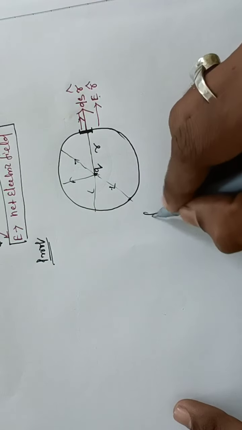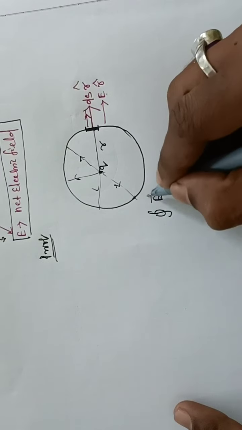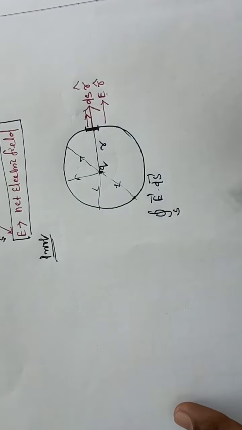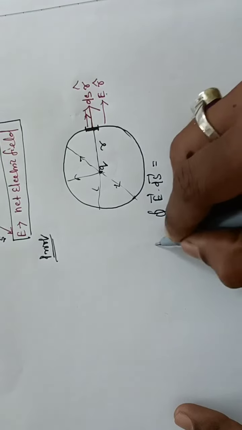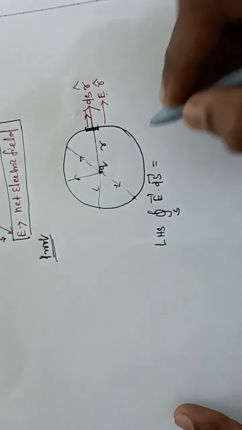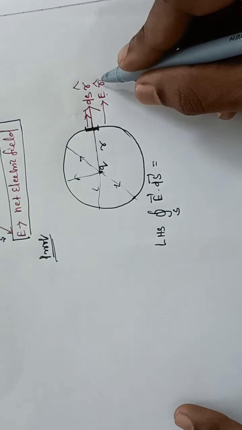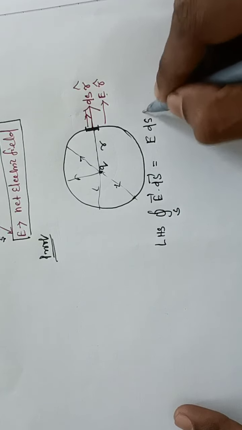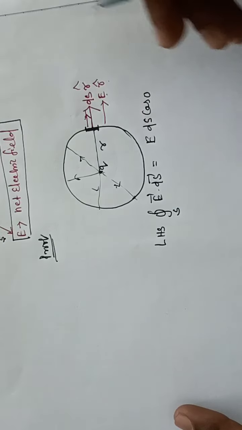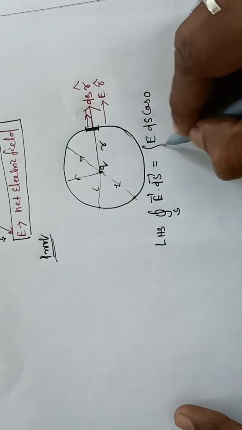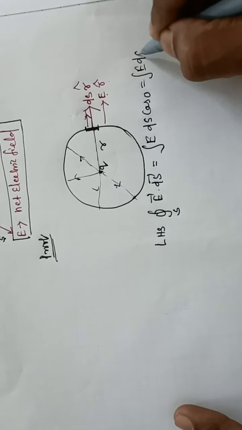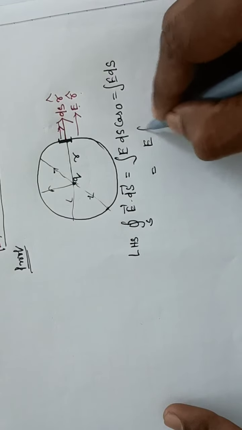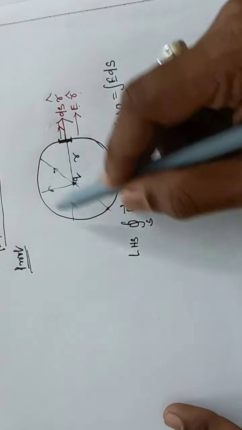If I go to my LHS part, this is nothing but E dot dS, and this is a surface integration over the closed surface. What is the angle between E and dS? The angle between E and dS is 0 because the area vector and electric field vector are both parallel to each other. So I will simply write E dS cos 0, because r cap dot r cap gives 1. So this is nothing but the integration of E dS. If I take E outside, this is the integration of dS. And we know this is a sphere.